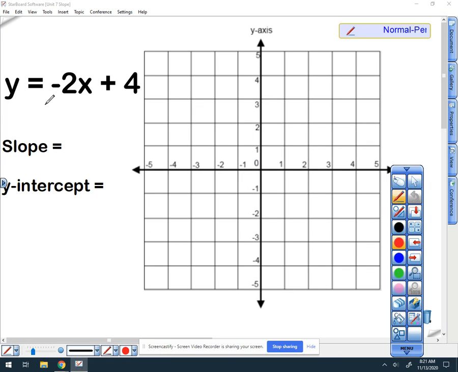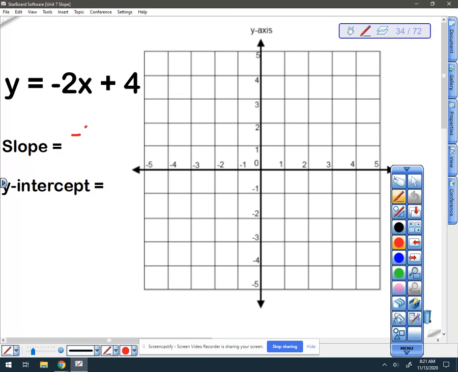If I've got y equals negative 2x plus 4, what's the slope? Well, what's in front of the x? A negative 2. If it's just a regular integer, a whole number, you're just going to put it over 1. What's the y-intercept?